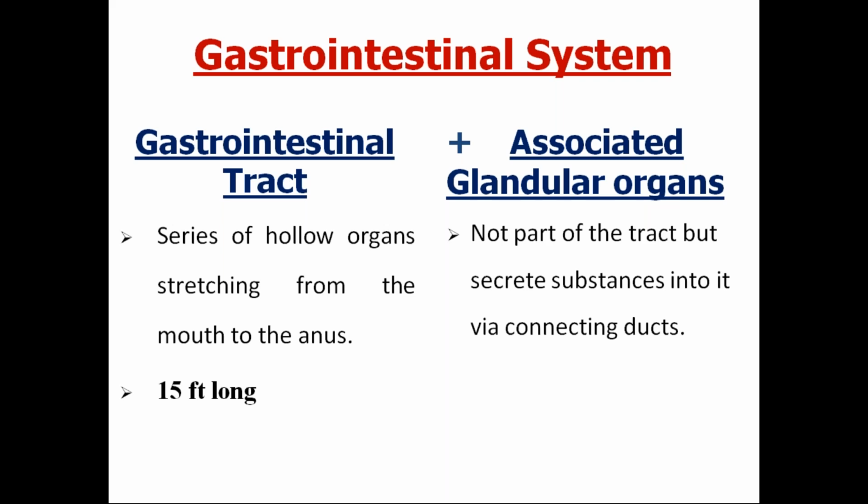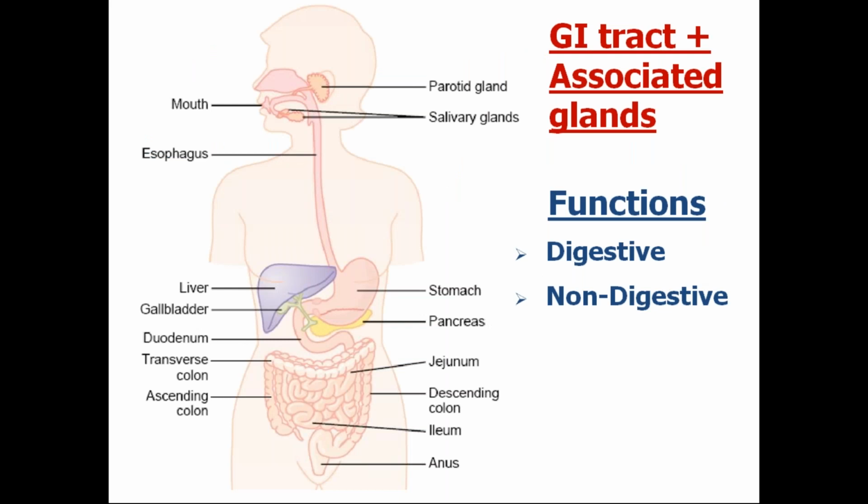So the gastrointestinal tract is a series of hollow organs which stretches from your oral cavity, from the mouth to the anus, about 15 feet long. There are glandular structures or organs which are not actually a part of the gastrointestinal tract, but they are secreting their secretions into the GI system by means of connecting ducts. So together they form the GI system.